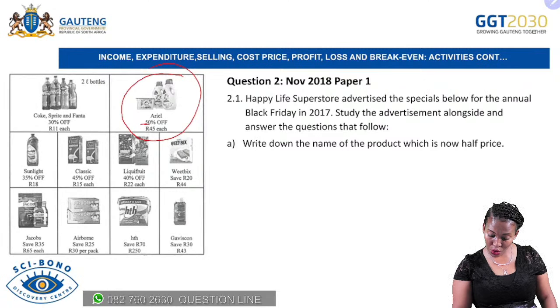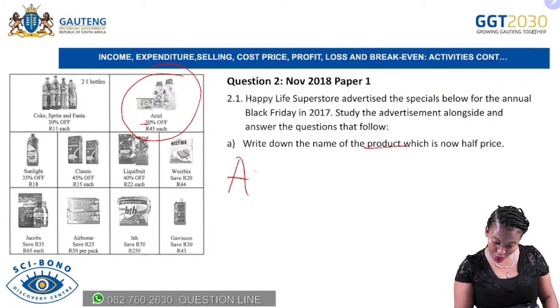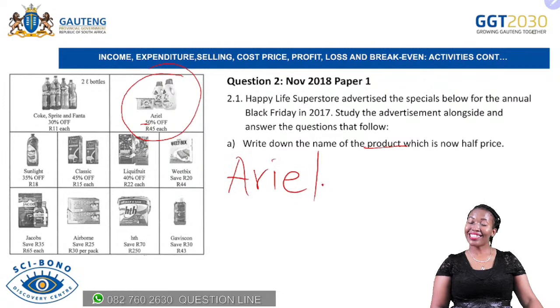So here they want us to write down the name of the product, which is now half price. And the name of that product, it is what? It is Ariel. Straightforward, guys. All of you should be getting this one correct.